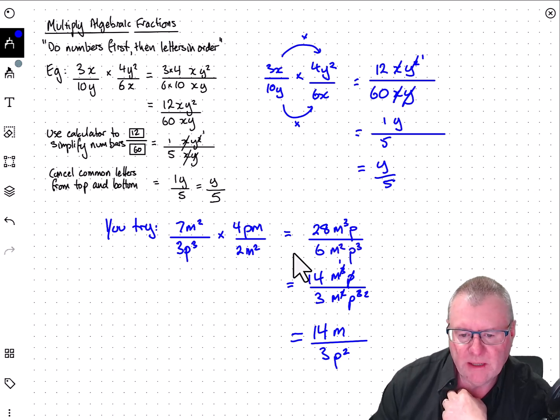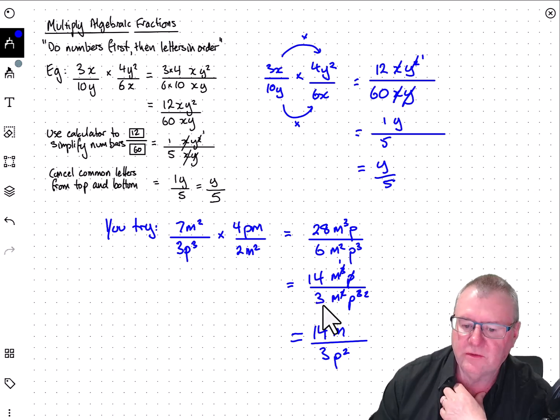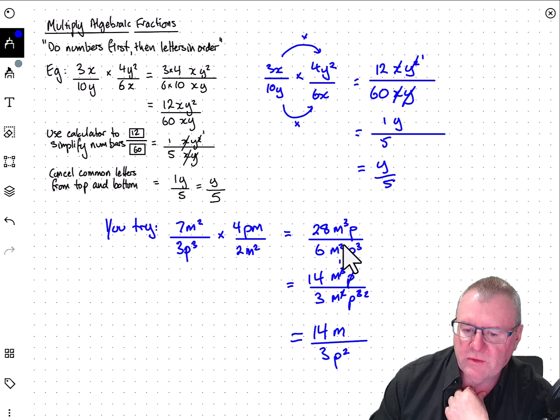On the bottom, I've done my numbers to get 6. There is 2 M's, in other words, M squared, and there are 3 P's. I've put 28 over 6 into my calculator, and it's simplified down to 14 over 3. Now I've got 3 M's on the top, 2 on the bottom. So if I take 2 from the bottom, I have to take 2 from the top. So my 3 comes down to 1.